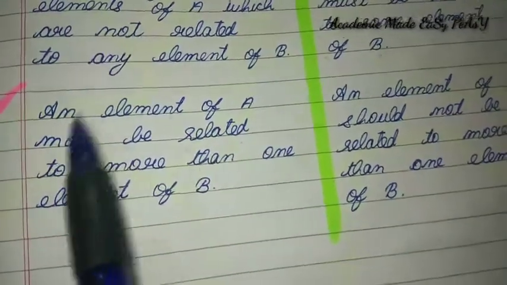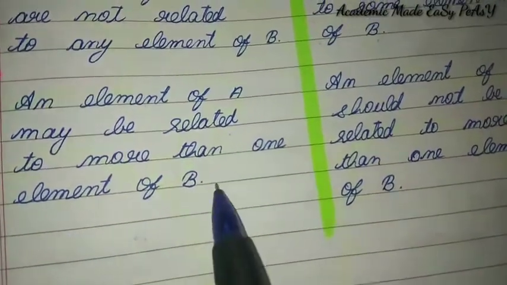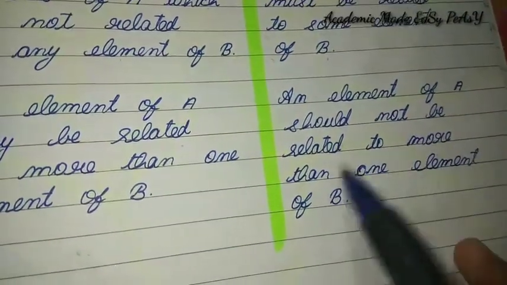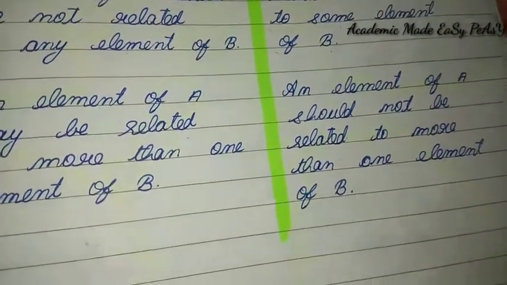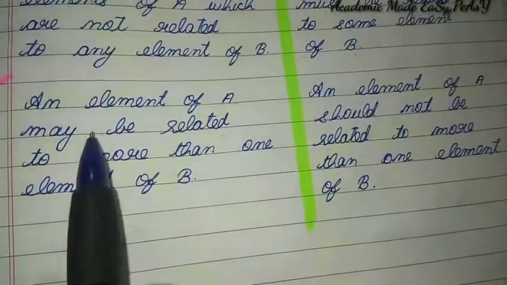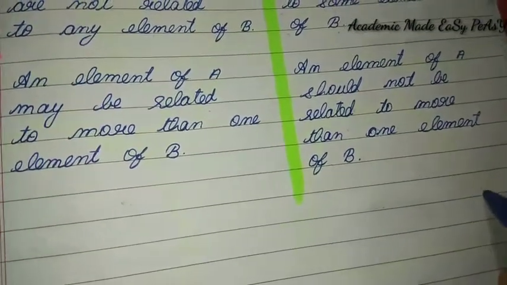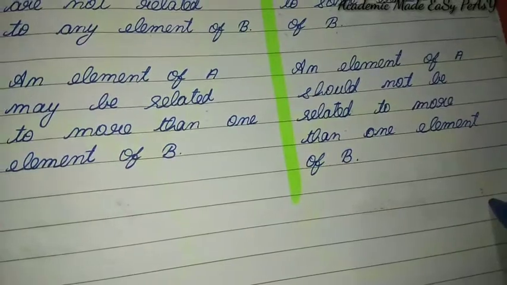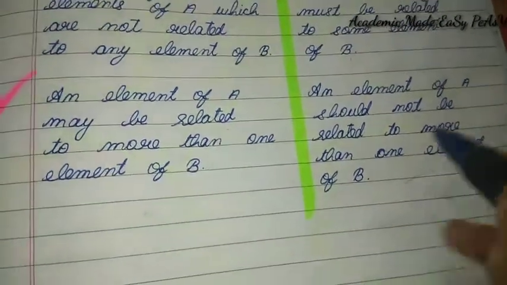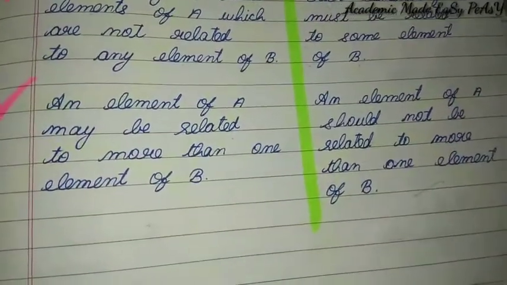Next difference: in a relation, an element of A may be related to more than one element of B. In a function, an element of A should not be related to more than one element of B. I already said in the introduction of functions that no element can be mapped to two elements in the codomain. That is for function, you will be clear with this point. And for relation, one element can be mapped to two elements also.